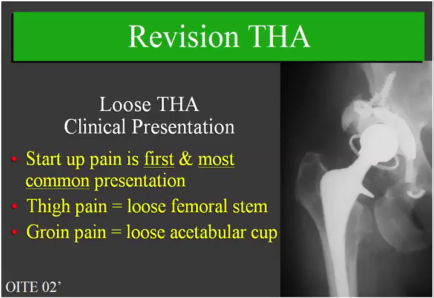Loose total hip clinical presentation. Startup pain is the first and most common presentation. If your pain when you get out of a chair is in your thigh, it's usually a loose stem. If you get out of a chair and twist and it's in your groin, it's a loose acetabular cup. And the reason you get pain with sit to stand is because those are high joint reaction forces. That's when you're going to get most torque on your implants.